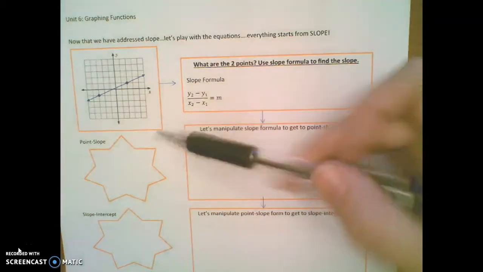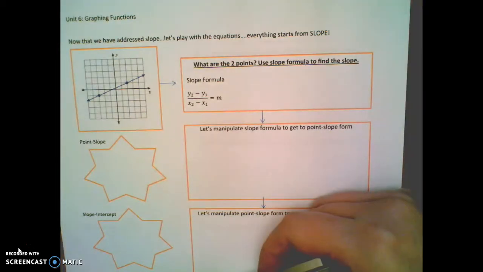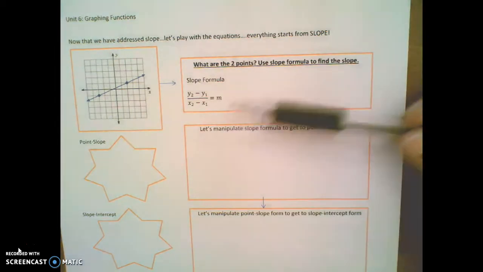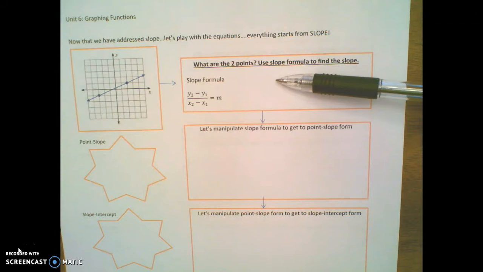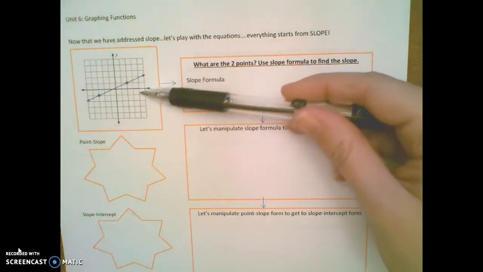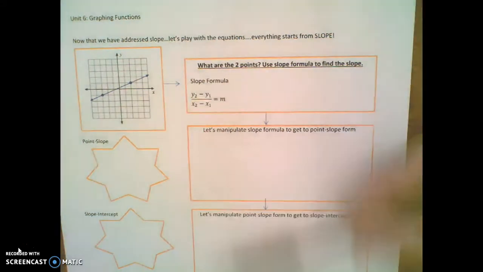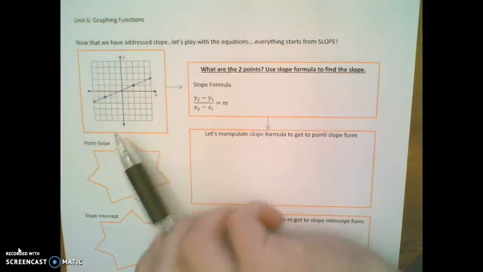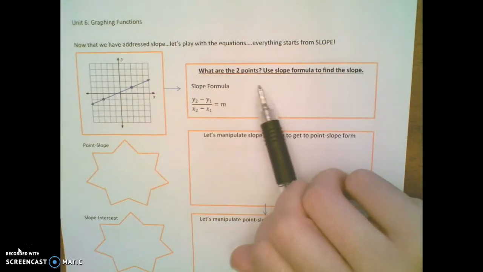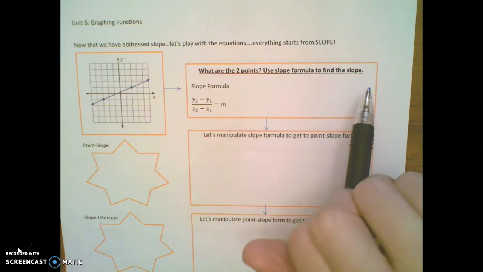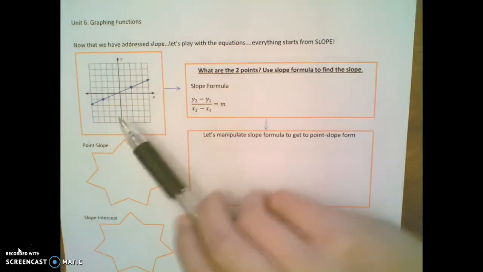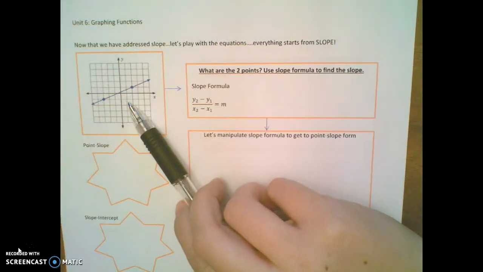We talked a little bit about the different forms. Let's look at what's happening when we have an actual graph and we're trying to find all of our different forms. The first thing it's saying is to find the 2 points and use the slope formula to find the slope. If I had this situation, that's not what I would do.